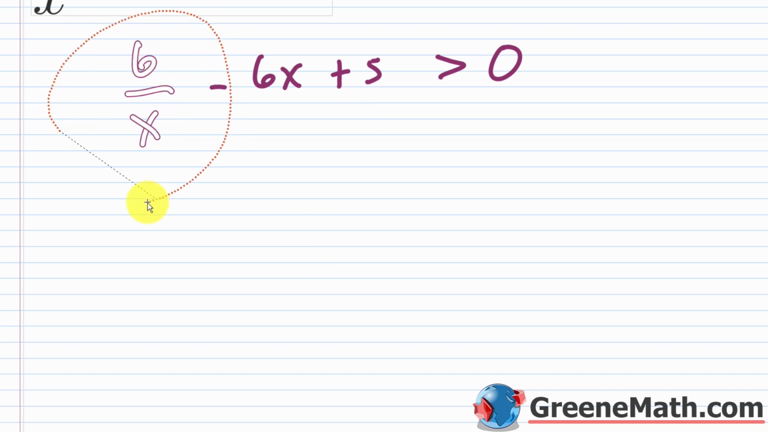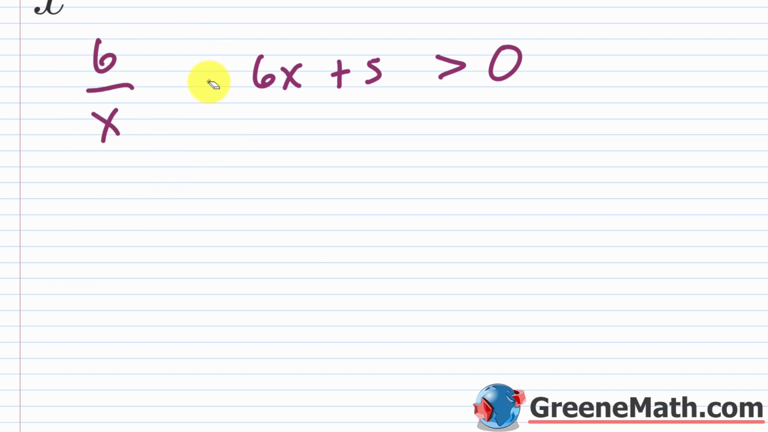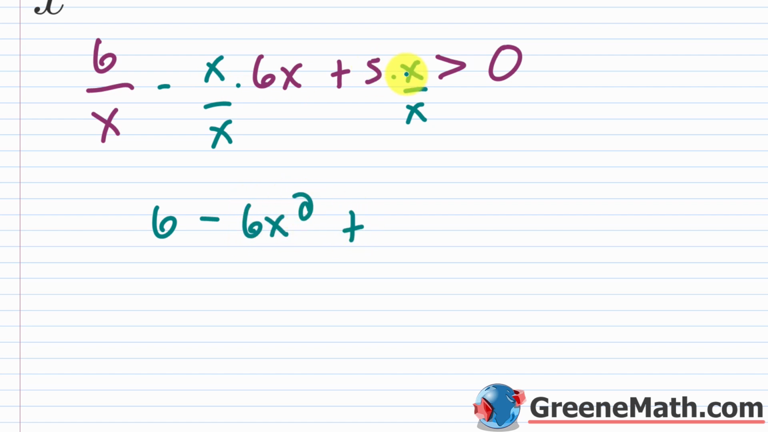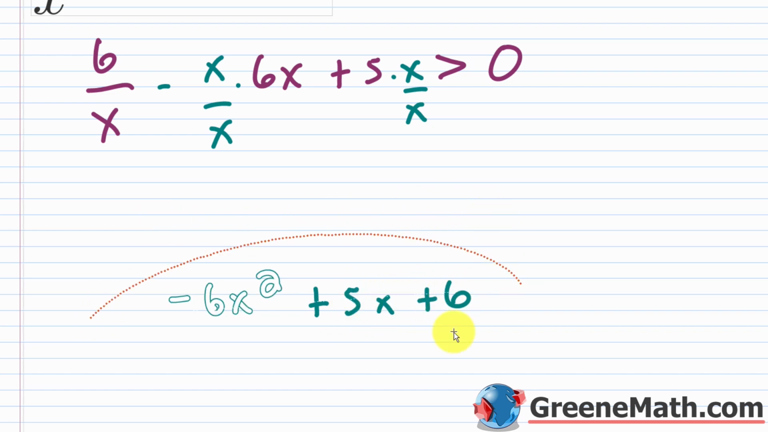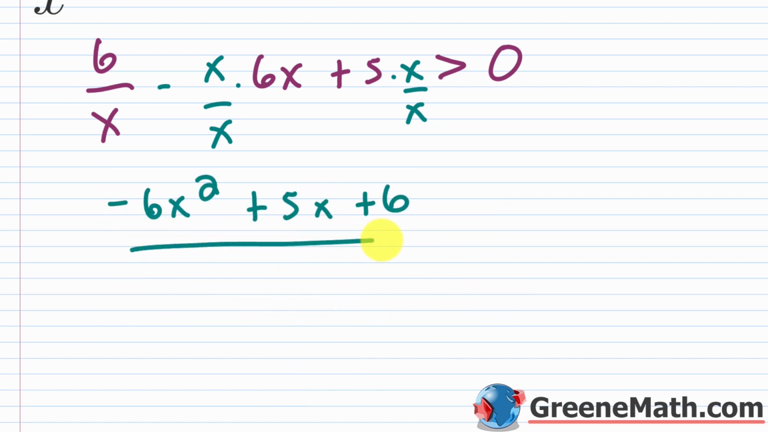Let me actually slide this down just a little bit. And let me erase this and move this over here. I'm going to multiply this by x over x. And I'm going to multiply this by x over x. So what we'll have is 6 minus x times 6x is 6x squared. And then plus 5 times x is 5x. Let me just reorder this and say this is negative 6x squared. And then we'll have plus 5x and then plus 6 like this. Let's get rid of this. And let's slide this up like this. And let's put this over our common denominator of x. And we'll say this is greater than 0.